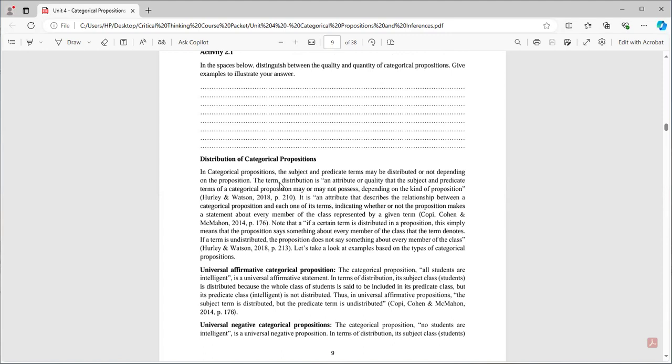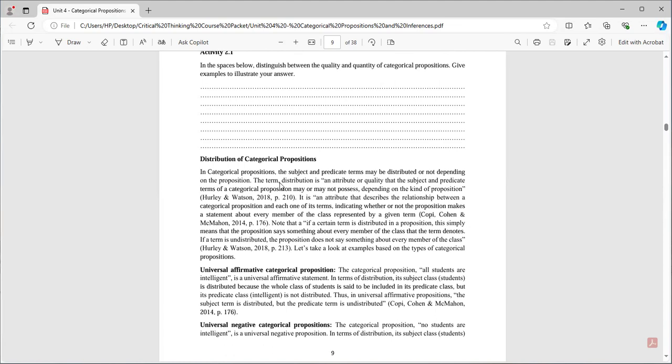So if you have universal affirmative, all students are intelligent. Before you go to the distribution, you identify the classes. Our first class here is students, and our second class is intelligent.